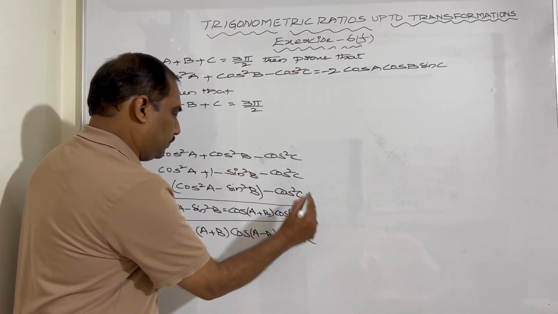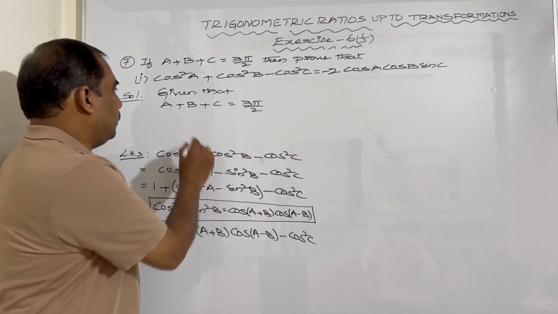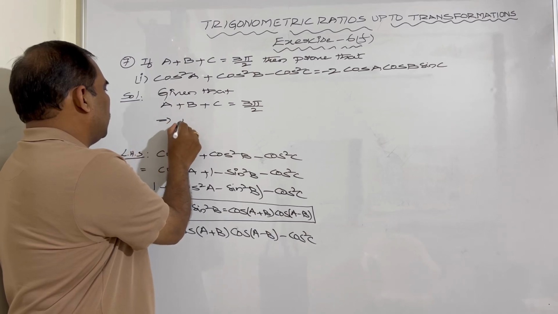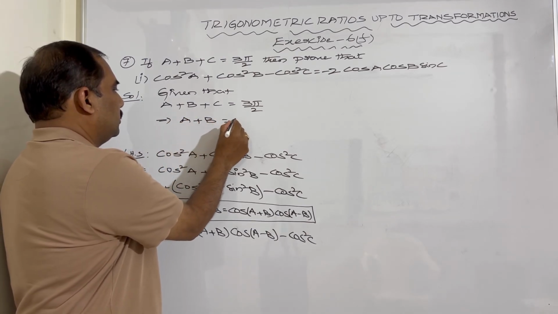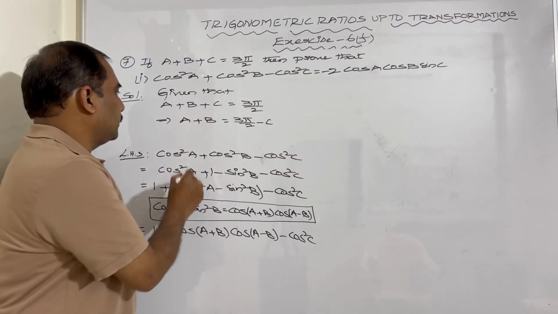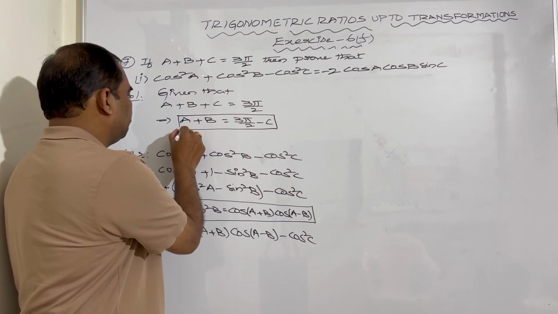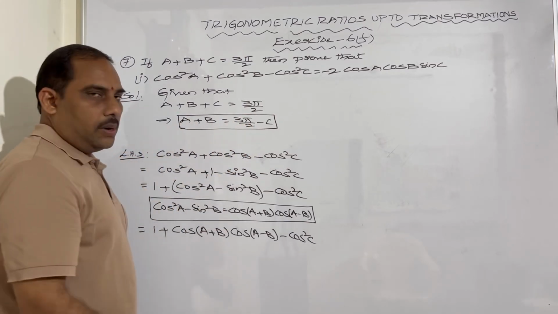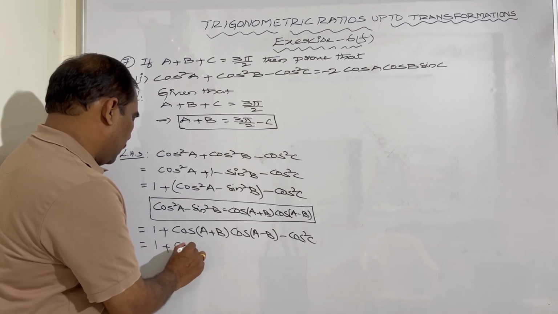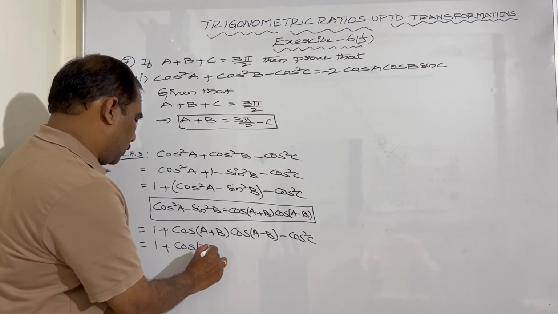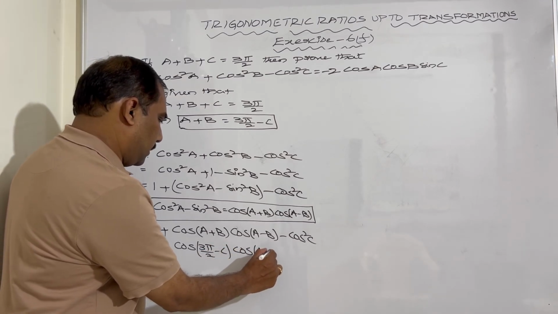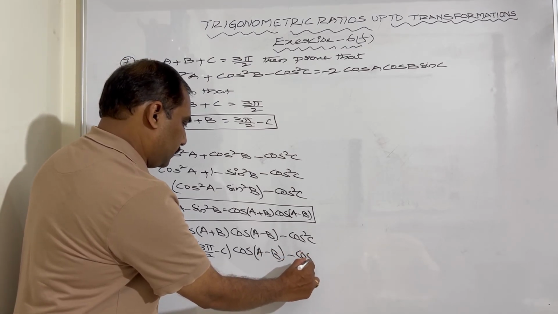Now see here, a plus b plus c is given as 3 pi by 2. So a plus b is equal to 3 pi by 2 minus c. That's why a plus b is replaced by 3 pi by 2 minus c. 3 pi by 2 means 270 degrees. So we get cos of 3 pi by 2 minus c into cos of a minus b.